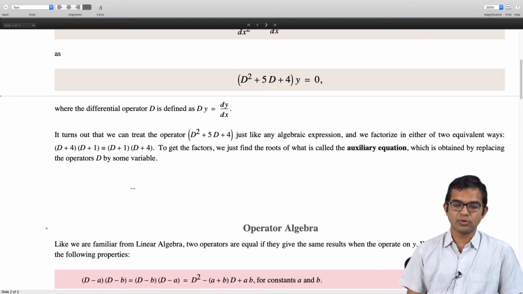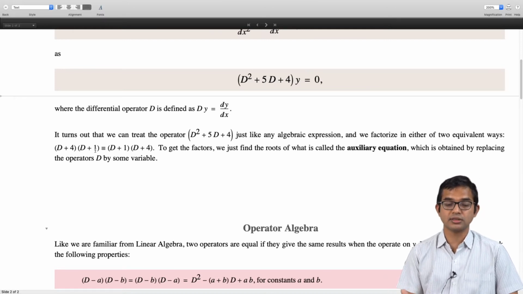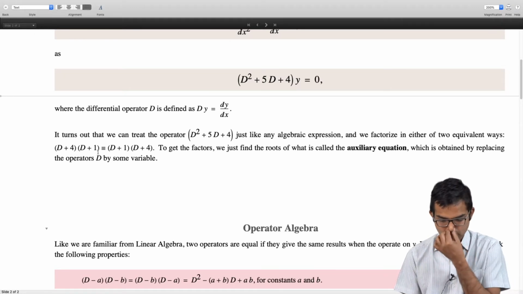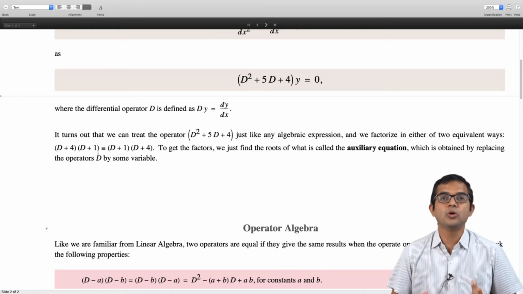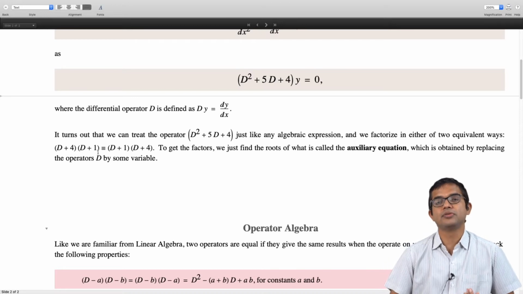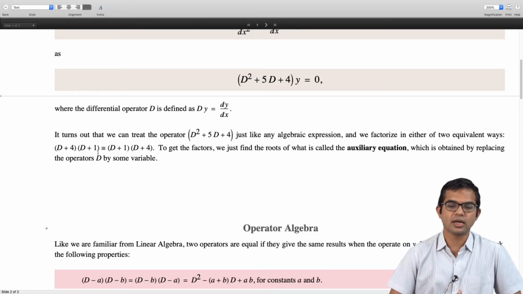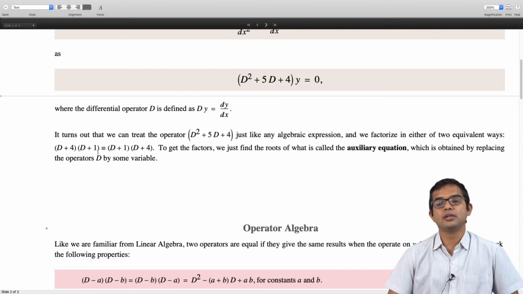One is what we just already said: d plus 4 times d plus 1, it doesn't matter how you factorize it. d plus 1 times d plus 4 and d plus 4 times d plus 1 really are the same. Two operators are said to be equal if what they do is the same. So if two operators act upon a vector, here in this case y, and the outcome of this operation is the same.